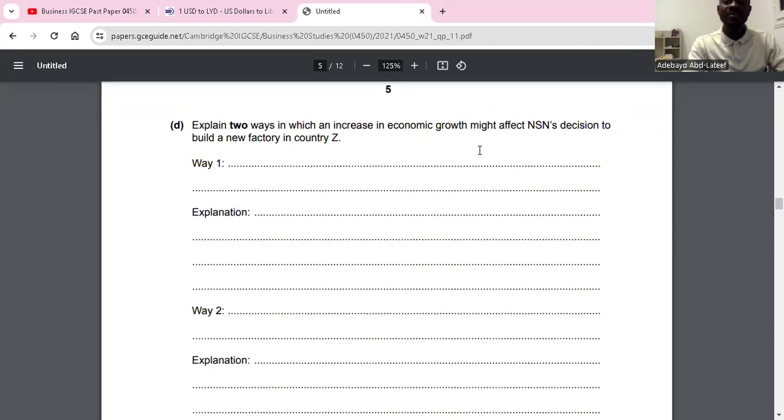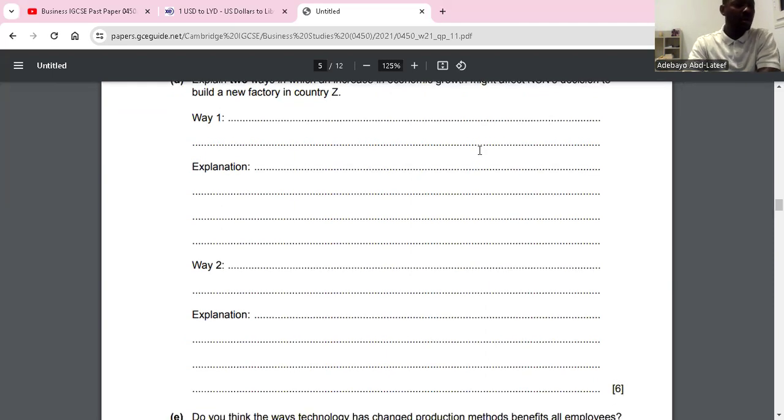Explain 2 ways in which an increase in economic growth might affect NSN. The first way is that an increase in economic growth may bring about an increase in competition, which may result in a fall in market share. Because economic growth is linked to an increase in output, and an increase in output will be based on an increase in the number of competitors.